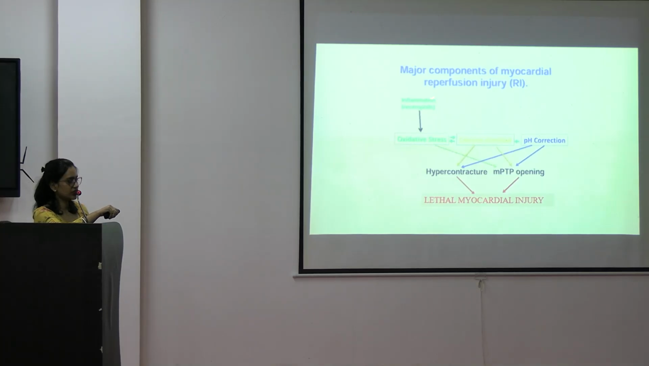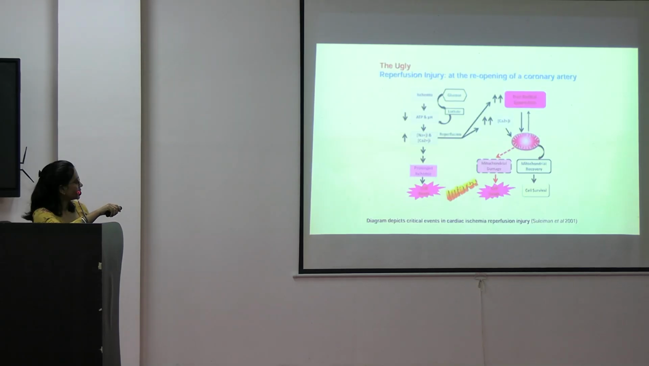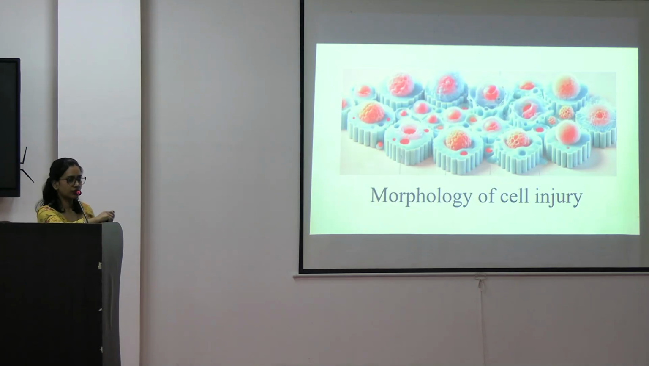You don't have to remember everything. Just remember that there will be oxidative stress and pH correction, both of which will lead to calcium overload. So what will happen? This calcium overload will also cause hypercontracture and mitochondrial transport channel opening, leading to lethal myocardial injury. This is more important. You remember this one. So now we'll move on to morphology of cell injury.